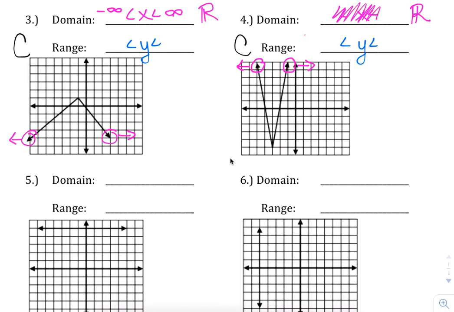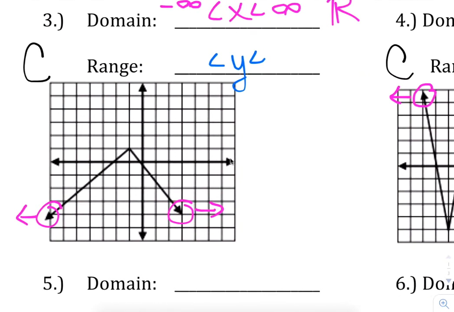On problem 3, let me zoom over here. I do have arrows going down. That means I'm going all the way down forever to negative infinity.